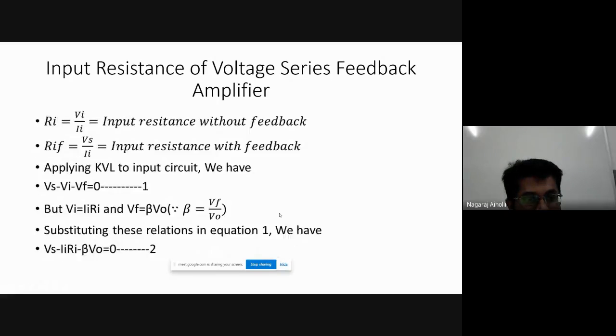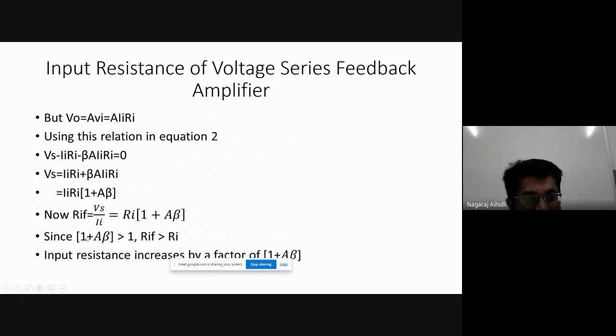Then the derivation for the input resistance with feedback: RIF is equal to Ri into 1 plus A beta. That is, the input resistance of the voltage series feedback amplifier with feedback is the input resistance without feedback into 1 plus A beta.